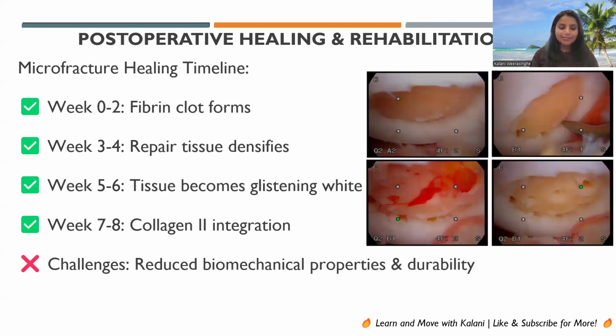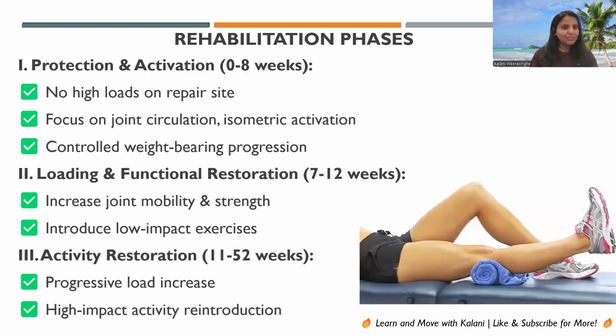Post-surgical healing occurs in many phases. Initially, a fibrin clot forms, followed by gradual tissue remodeling and integration of new cartilage. However, cartilage repair tissue often lacks the biomechanical properties of the initial cartilage, and that's why I'm stressing the requirement of a well-structured rehabilitation program following cartilage injuries.